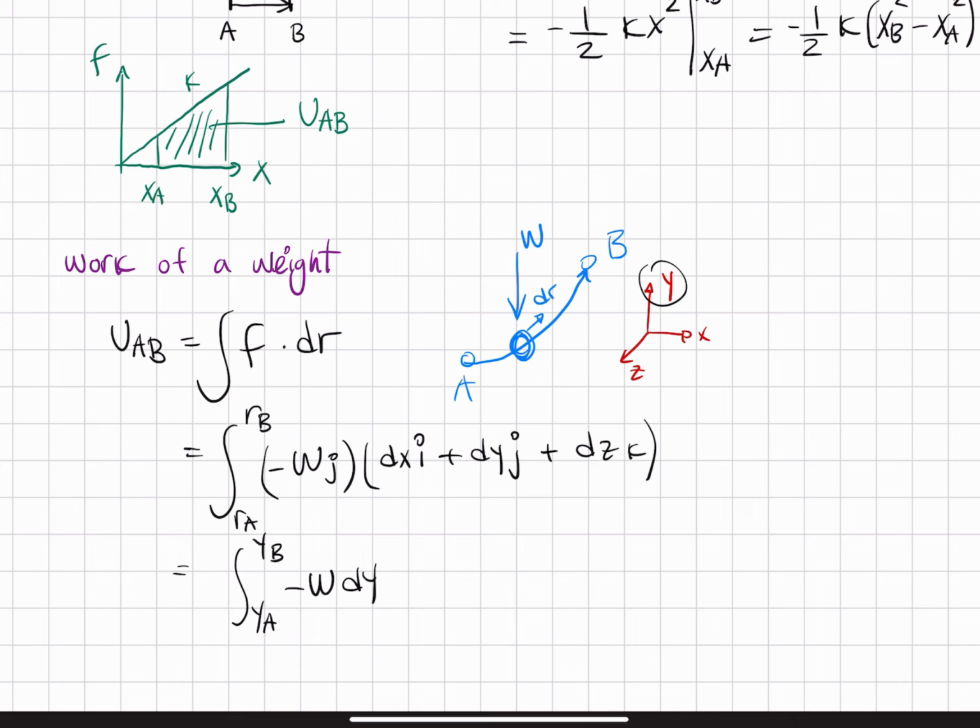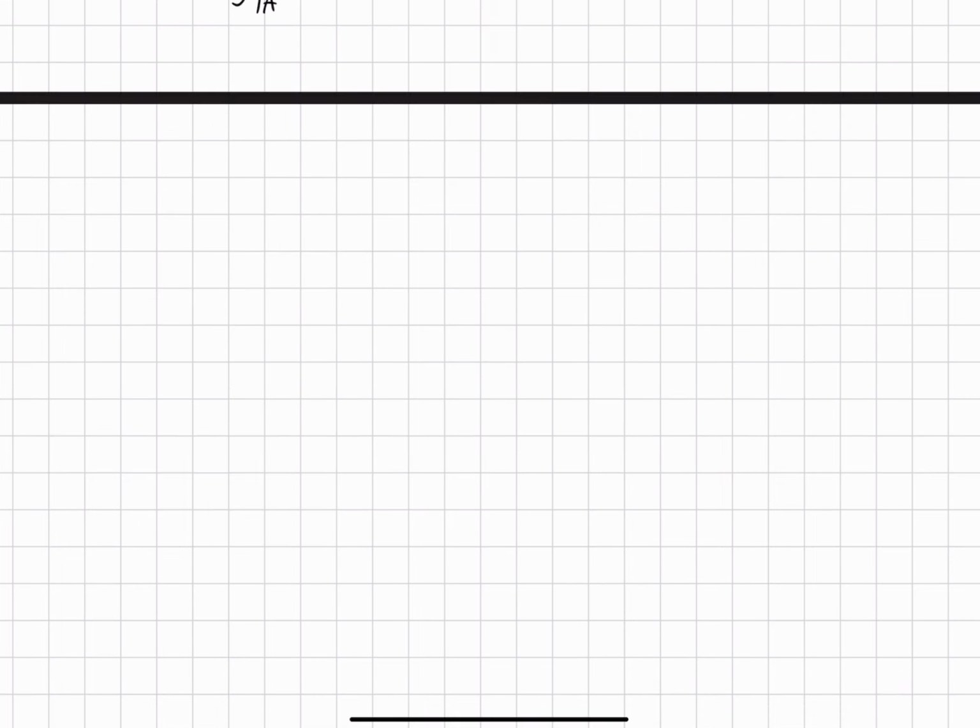Okay, so that's it. We go ahead and integrate this. W is a constant. You always have a constant weight. So we have minus w times yb minus ya. And w can also be expressed as mass times gravity, so we could say minus mg delta y. So we talked about the different kinds of potential energy.